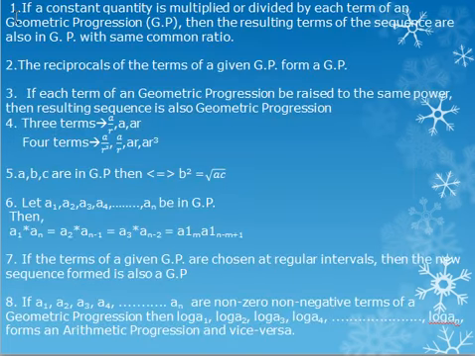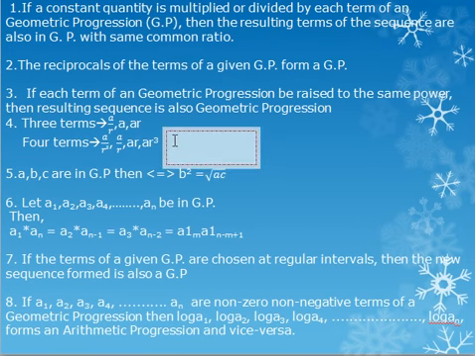The first property of geometric progression is similar to the first property of the arithmetic progression, which is: if a constant quantity is multiplied or divided by each term of a geometric progression, then the resulting sequence is also in GP with the same common ratio. So let me just write that down. This is our GP over here.